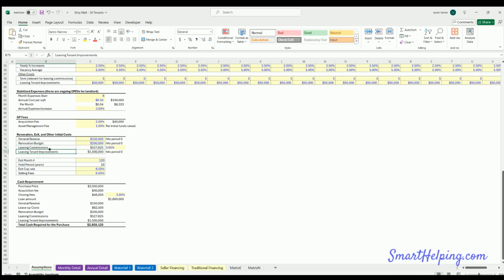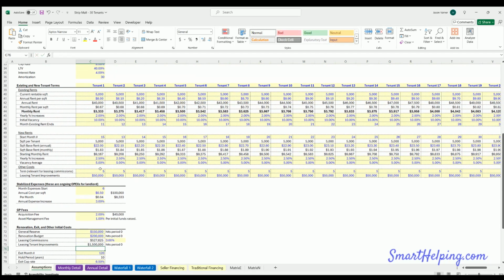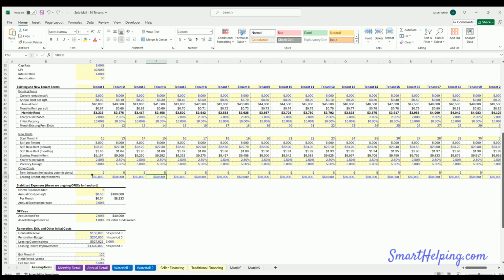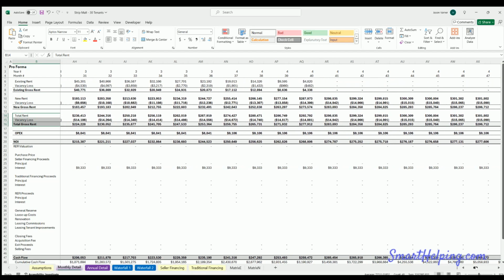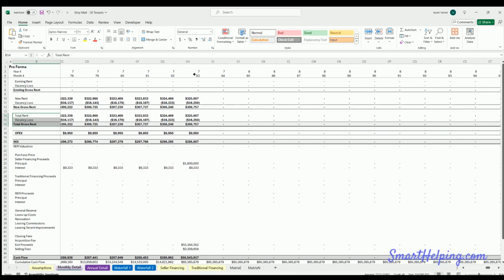Now this one, leasing tenant improvements, what did I base this on? Oh, you can put in individually for each tenant how much you think you're going to spend on their location if you want to break it down like that, and the sum of all of these will then populate here. You can define the exit month, whatever you put in here. Like if I put in, let's say, just a random month, 83, you can see the model will stop after 83 months. So whatever I put in there, it stops.